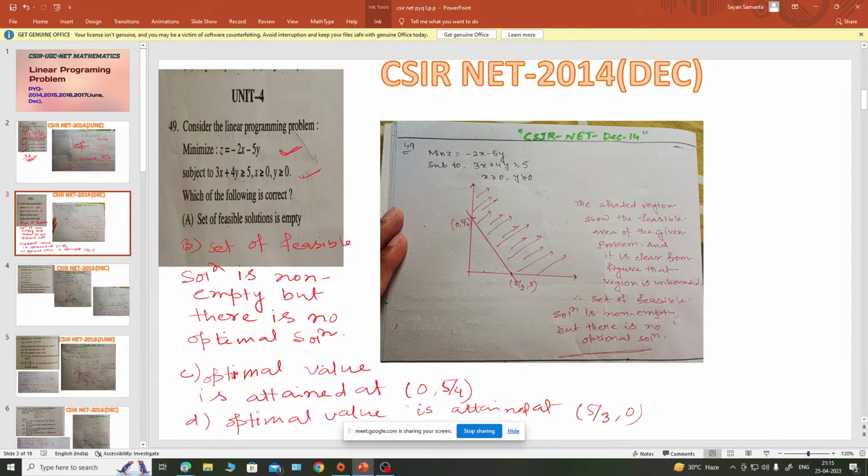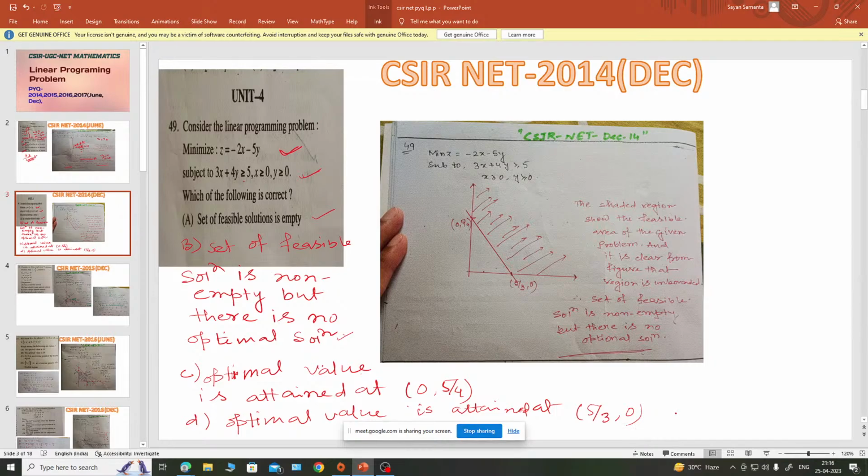The first option says that the set of all feasible solutions is empty. The second option says that the set of feasible solutions is non-empty, but there is no optimal solution. The third option says that the optimal value is attained at (0, 5/4), and option D says that the optimal value is attained at (5/3, 0).